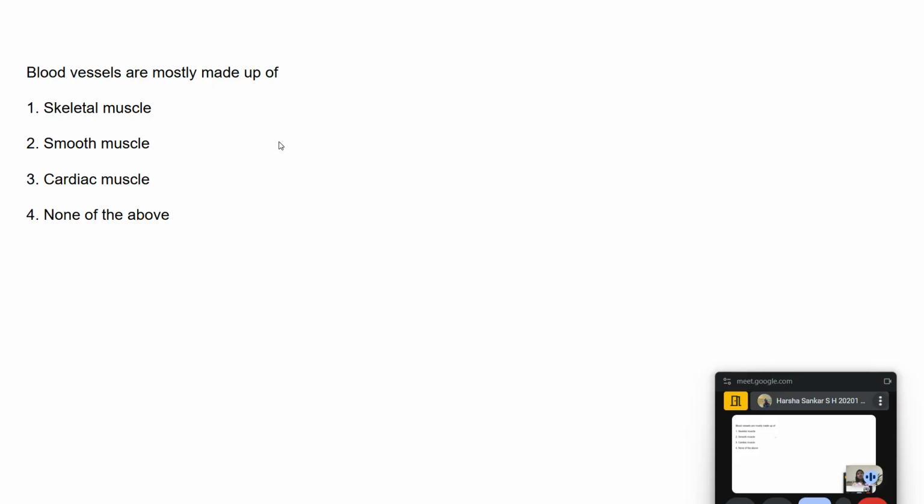Blood vessels are mostly made up of dash muscle. Skeletal muscle, smooth muscle, cardiac muscle, or none of the above. What is the correct answer? Blood vessels are mostly made up of.